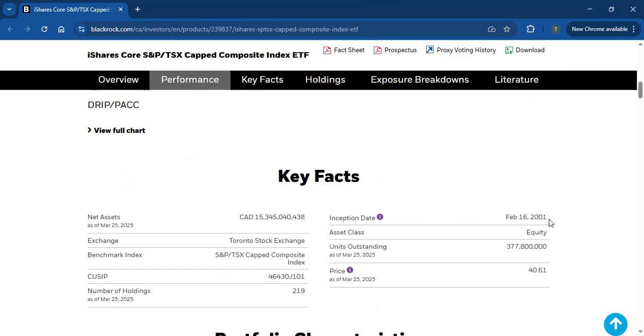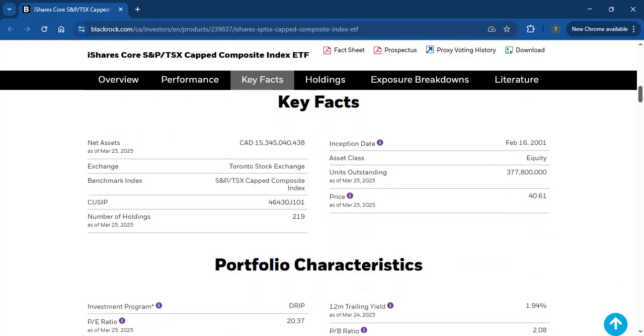It was started in 2001, which is a long time ago, maybe 25 years ago. The asset class is equity, units outstanding are listed there, and the price as of yesterday, the 25th, is $40.61. Those are the key factors, and it is very important for you to understand them before you make your decision. You have to make your decision based on solid factors that you have checked in the data. So key factors are very important.